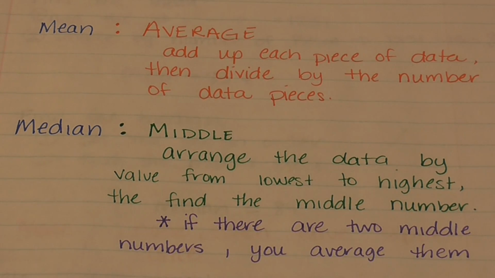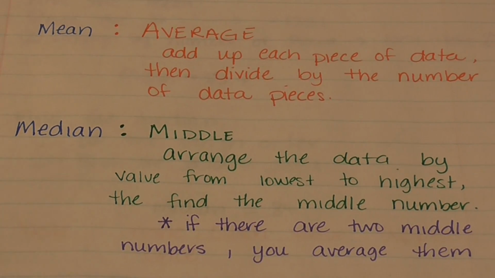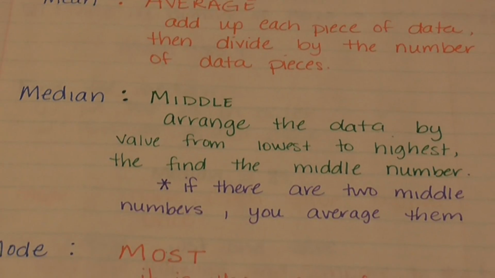Median. We've already talked about that when we were doing box and whisker plots. It's the very middle of the numbers. You arrange the data values from lowest to highest and find the middle number. If there are two middle numbers, you average them together.